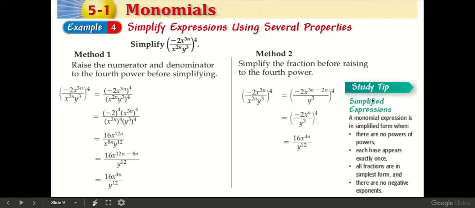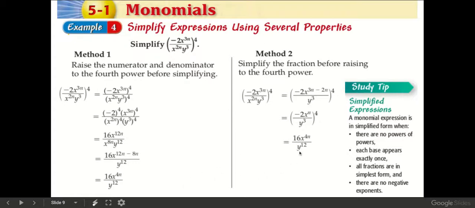One thing that you want to focus on when you're simplifying expressions: an expression is simplified when there are no more powers of powers. So basically when you don't have any more exponents to exponents. Each base appears exactly once, right? So here where I had these two with the same base, that would tell me it's not simplified until each individual base only appears once. And then all fractions are in simplest form.